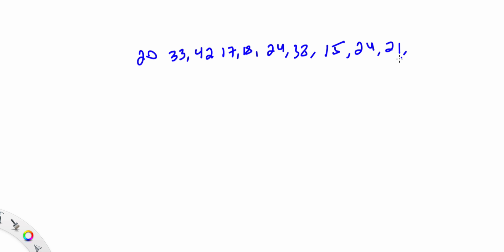So 33, 42, 17, 18, 24, 38, 15, 24, 21. Over here I'll write 20. Then I'll write 27, then 12, then 90. Okay, put these numbers from least to greatest.